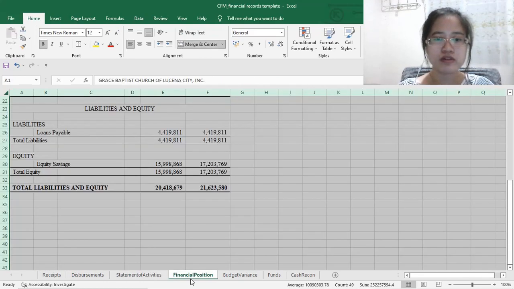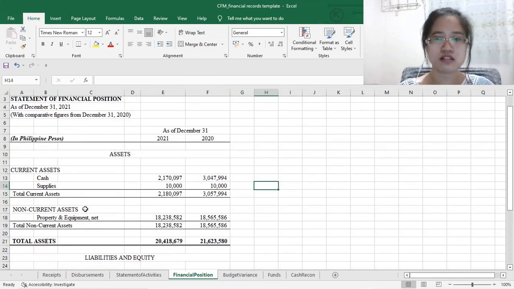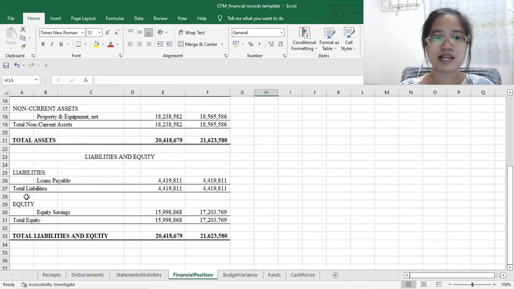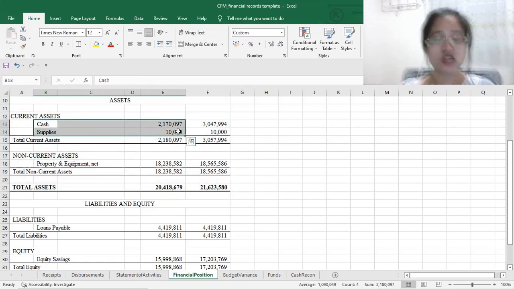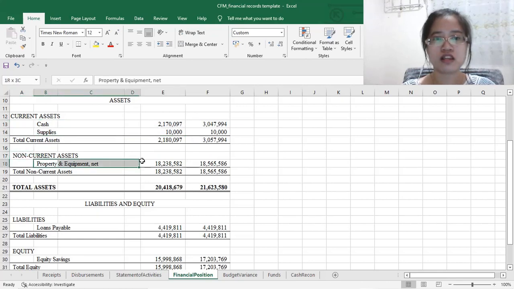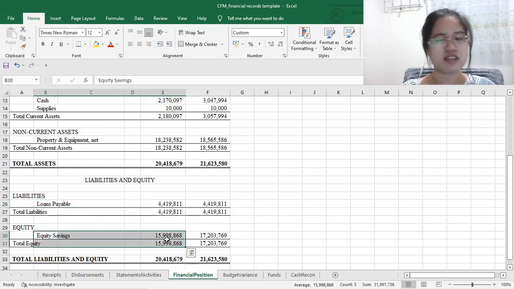Okay. And then you have your financial position. In the financial position, you only have the assets in summarized form, and then the liabilities and equity. Okay. Assets, any cash or non-cash property owned by the church, they would appear here. Current, if they're used in the normal operations or regular operations of the business, or anything that is consumable within 1 year. And then you have your non-current assets, anything that can be used by the church for more than 1 year. Okay. Then you have your liabilities, borrowings or loans, and then you have the equity, the savings of the church.